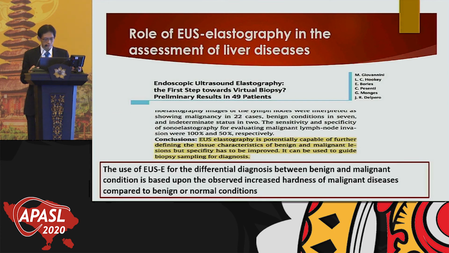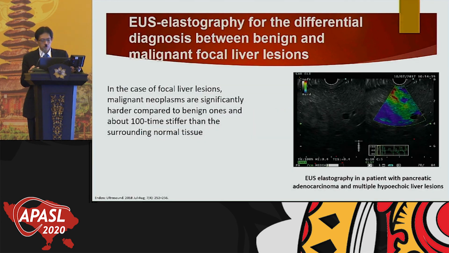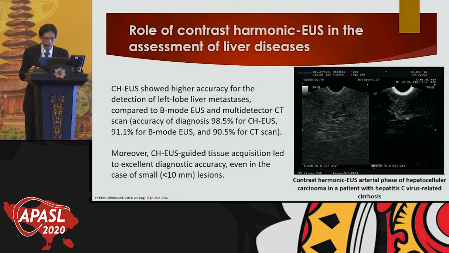Of course, we know now there's also endoscopic ultrasound elastography. So even though most of us, and even the oncologists, still need the biopsy specimen, we know now there's the innovation of EUS elastography for the differential diagnosis between benign and malignant focal liver lesions. And we can also use the EUS with contrast harmonic for the assessment of liver disease.